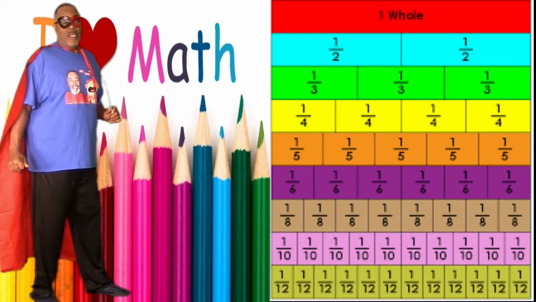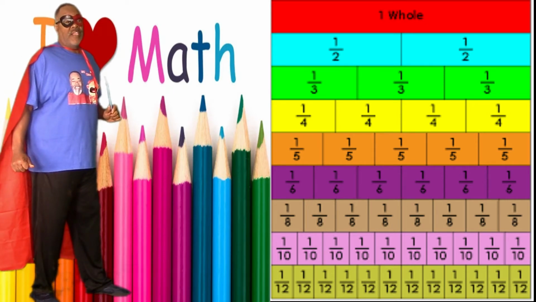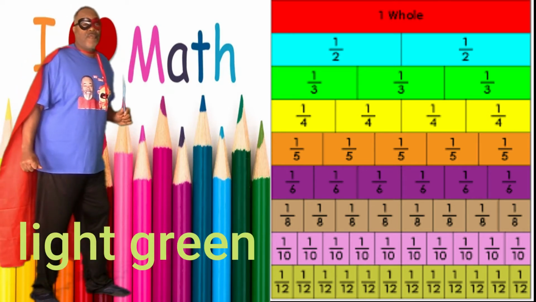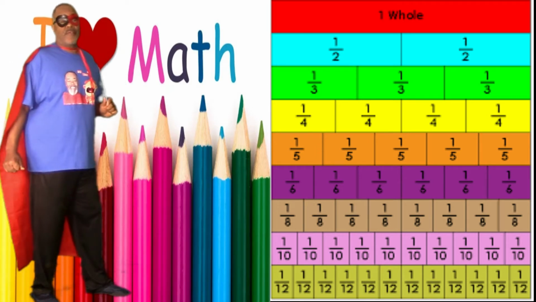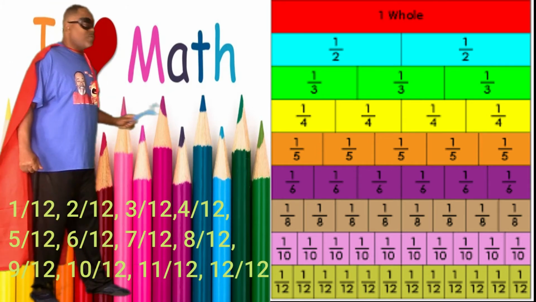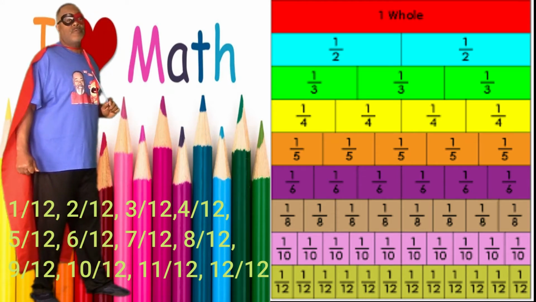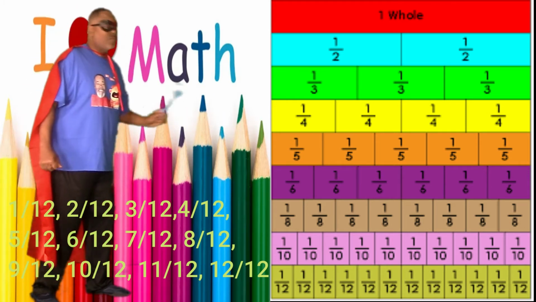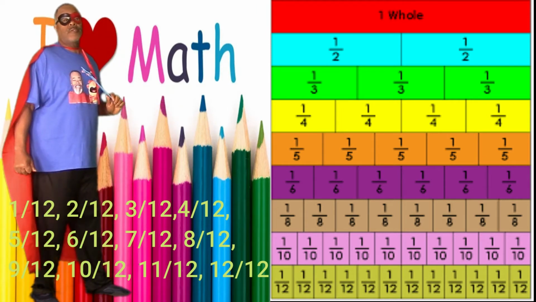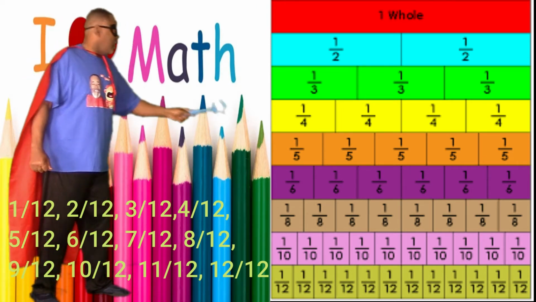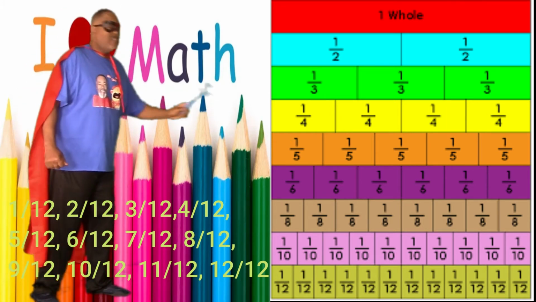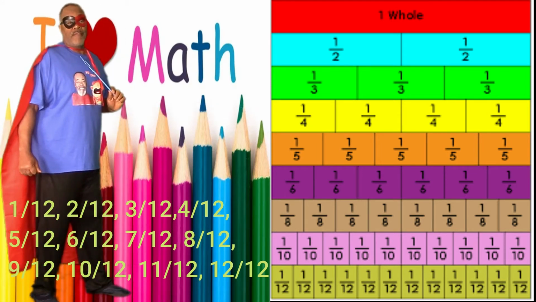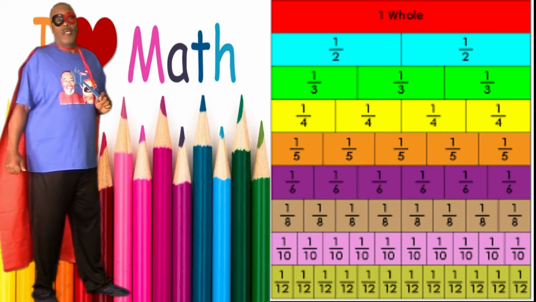All right, let's look at the last one. And these are called 12ths. And what color is it? Light green. So let's count by 1/12 together. Ready? Let's go. 1/12, 2/12, 3/12, 4/12, 5/12, 6/12, 7/12, 8/12, 9/12, 10/12, 11/12, and finally 12/12. Very good.